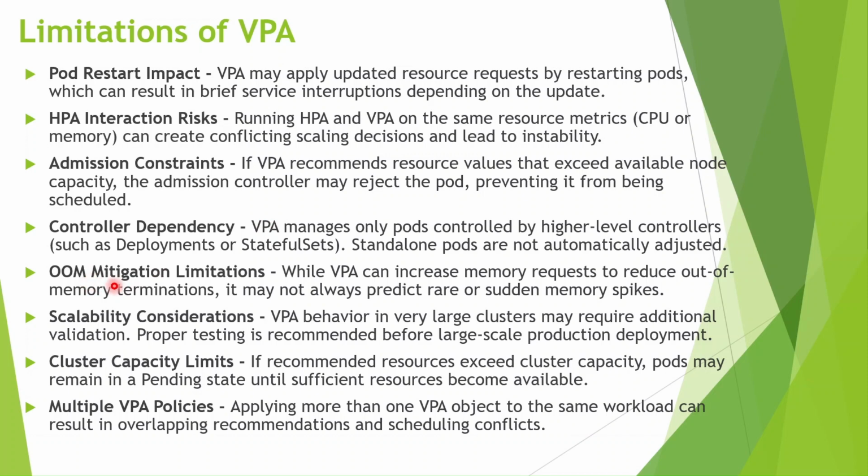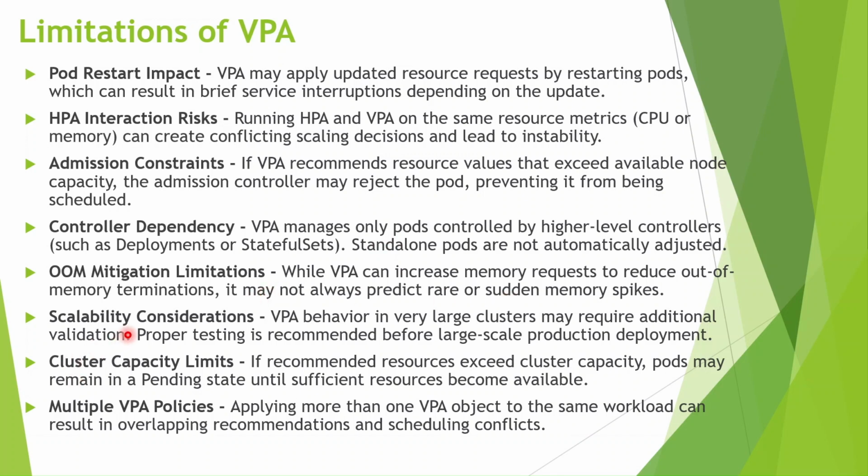And some OOM mitigation limitations. We know that VPA can increase the memory request to reduce out of memory terminations, but it cannot predict rare or sudden memory spikes. For that, you can use HPA, but this is also not good for sudden memory spikes.